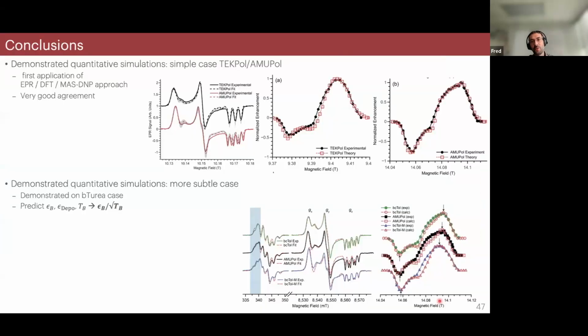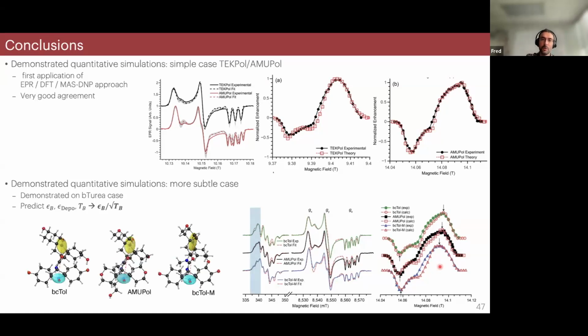And I showed you examples of applications of a combination of EPR and DNP to understand how the DNP mechanism works, but also what parameters affect the DNP. I showed it on TEKPol and AMUPol, two, I would say, quote unquote, easy cases, though not so straightforward. I showed it on a more subtle case, which are the bTureas, where we were just looking at small variations in the chemical structure and how these were impacting the structure and therefore how they were impacting the DNP and the performance.